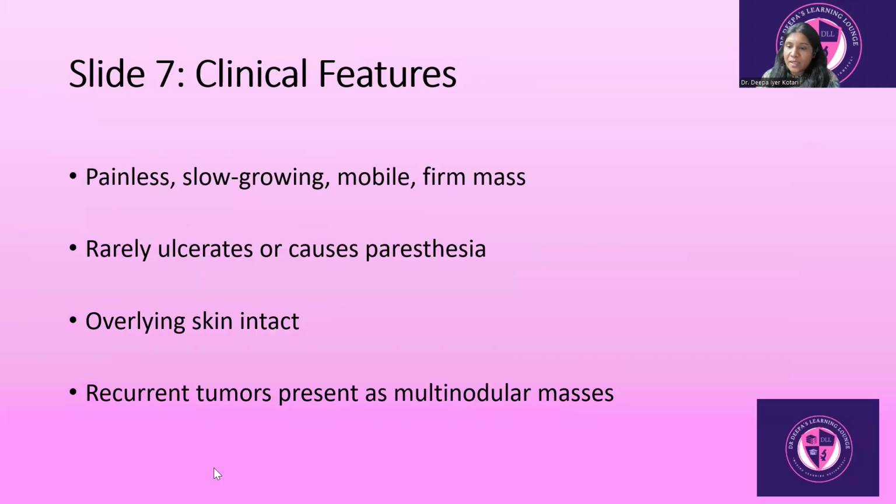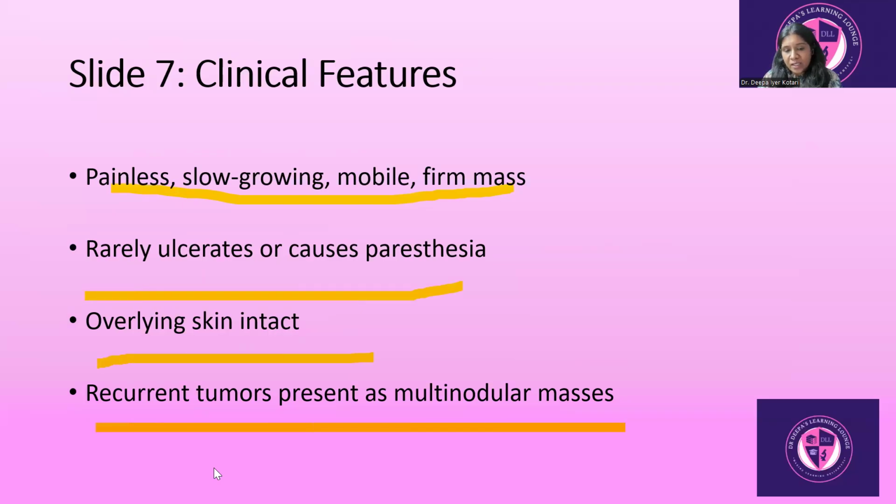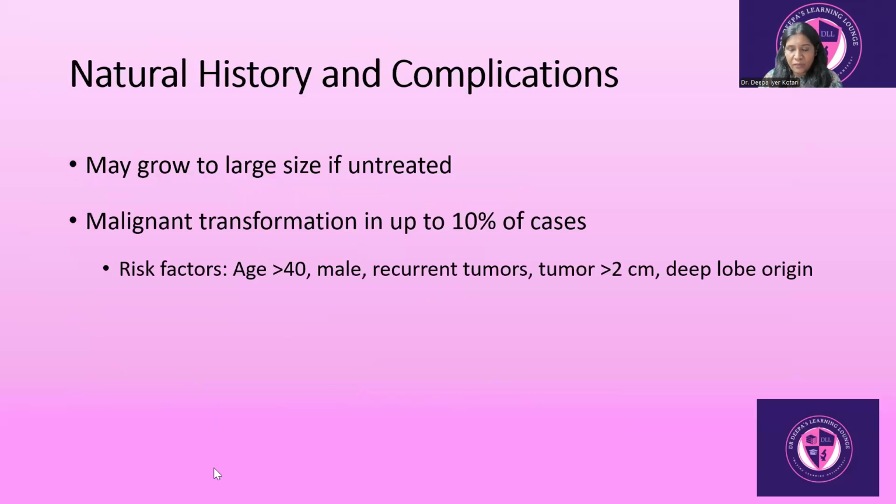Clinically, what does it present as? It presents as a painless, slow-growing, mobile to firm mass, rarely ulcerates and causes paresthesias. Overlying skin is usually intact, and recurrent tumors may present as multinodular masses, but again, you have to look for the malignant transformation in case of multiple recurrences, especially in a male patient.